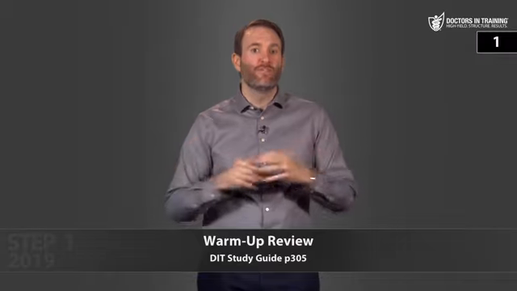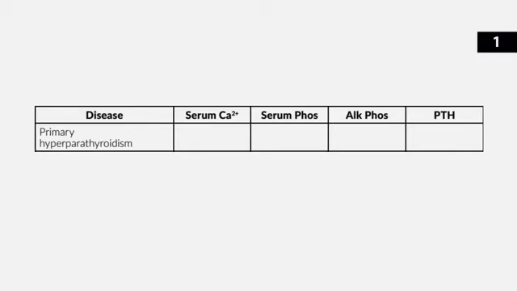It's time for another warm-up review. Let's get going. Describe the changes seen in serum calcium, serum phosphate, alkaline phosphatase, and PTH in each of the following diseases. So first we have primary hyperparathyroidism. So what does that start with? Well, this starts with elevated PTH. Elevated PTH is going to raise serum calcium, which will trash the phosphates and will raise the alkaline phosphatase level.